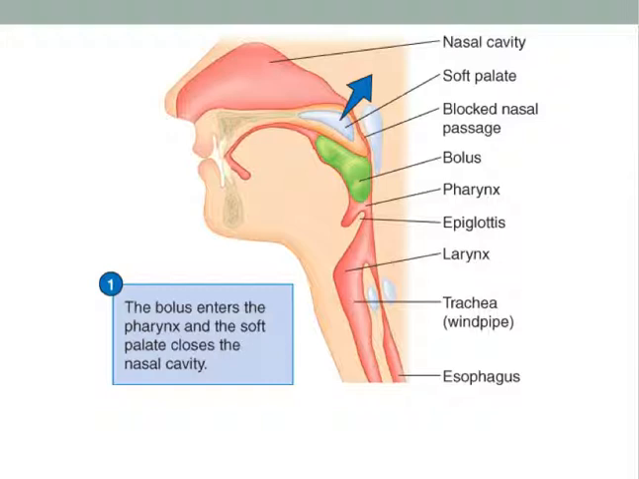It will enter the pharynx and the soft palate, and when it does that, so this is the mouth here, and when the tongue pushes the food back into the back of the oral cavity, one of the things that happens is the soft palate here closes the nasal cavity. The nasal cavity connects to the same tube, and you don't want to swallow your food and have it come out of your nose. So the soft palate actually closes the nasal cavity, which then forces the food bolus to travel down.